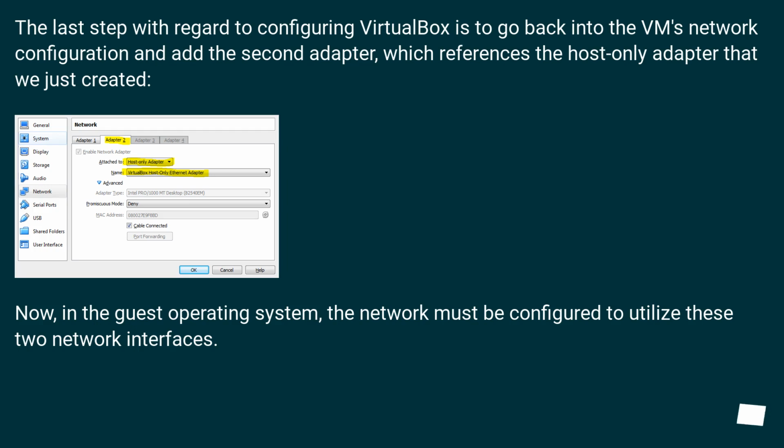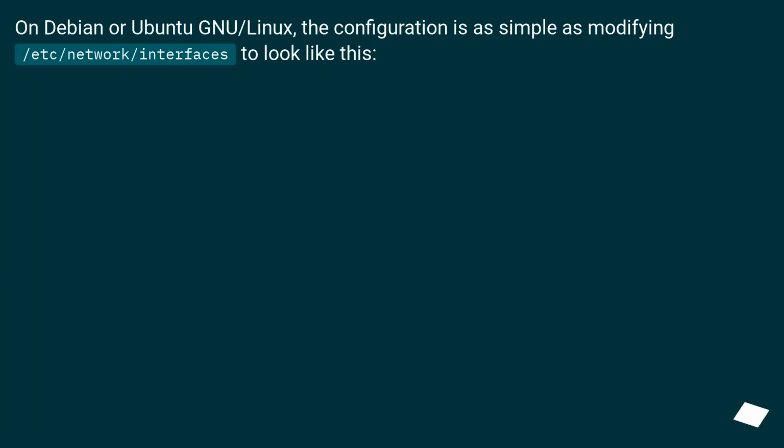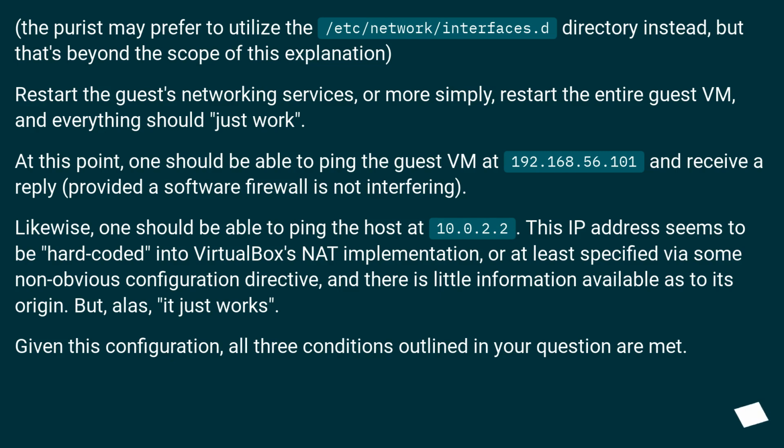Now, in the guest operating system, the network must be configured to utilize these two network interfaces. On Debian or Ubuntu Linux, the configuration is as simple as modifying /etc/network/interfaces to look like this. Purists may prefer to utilize the /etc/network/interfaces.d directory instead, but that's beyond the scope of this explanation. Restart the guest networking services, or more simply, restart the entire guest VM, and everything should just work.